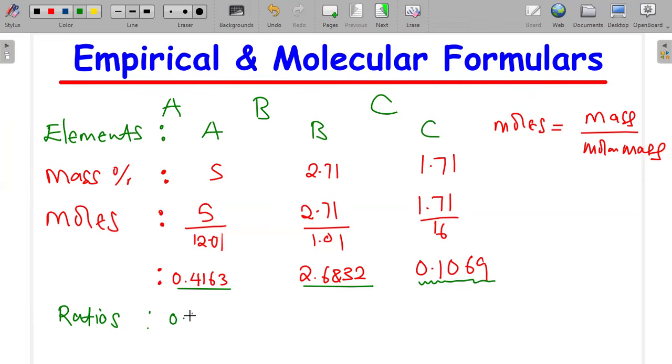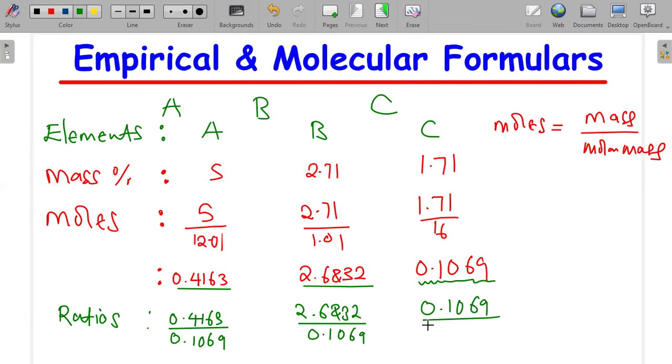So this will be 0.4163 divided by 0.1069. This will be 2.6832 divided by 0.1069. This one will be 0.1069 divided by 0.1069. Okay, so what are we going to get as their values?